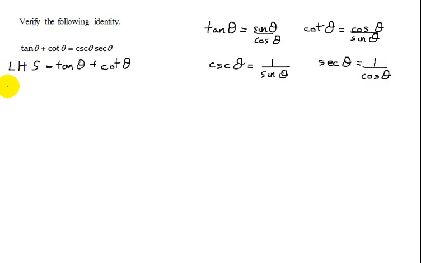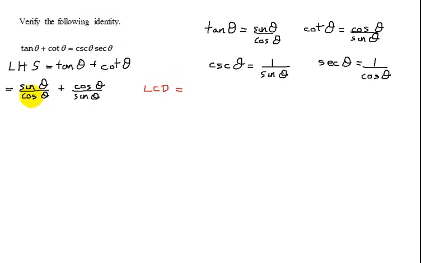So I'm going to work on the left-hand side. I'm going to write the tangent of theta as sine theta over cosine theta, plus the cotangent of theta, which is cosine theta over sine theta. So now you notice I have two fractions, and I think I'm going to have to add them up because on the right-hand side I just have one expression, not two. So I need to find the least common denominator of both my terms on the left-hand side.